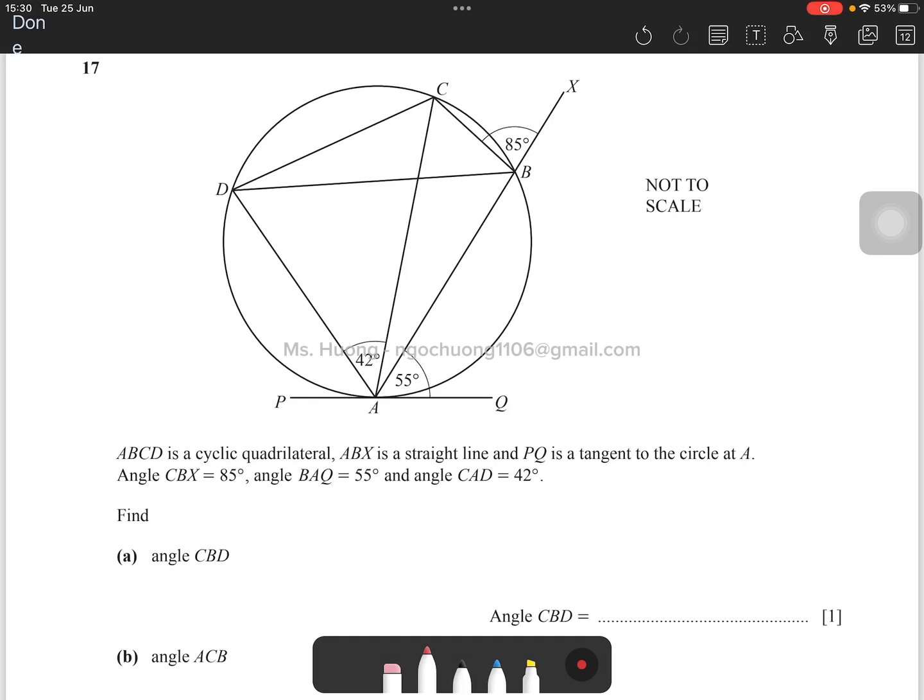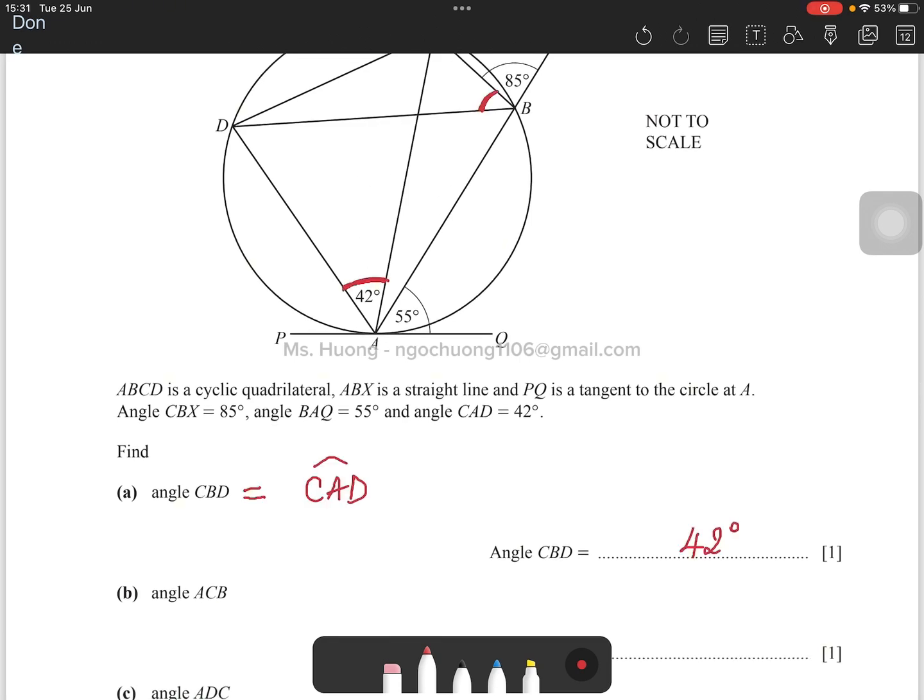A. Find the angle CBD. CBD is this angle. This one is equal to CAD because they are subtended by the same chord CD. So we say that this one is equal to 42 degrees, because angle CBD is equal to the angle CAD. They are subtended by the same chord CD.